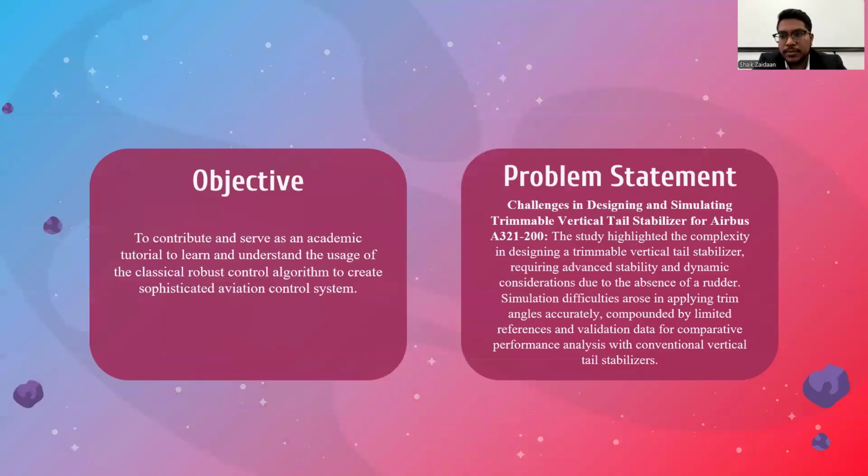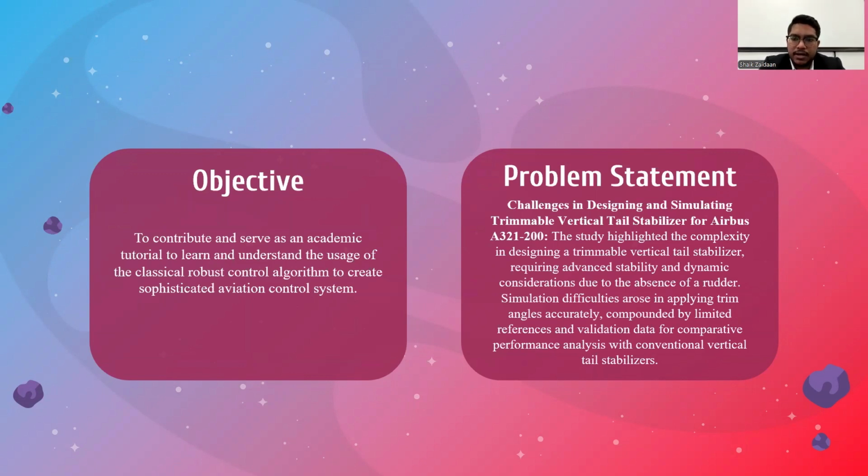The objective of our paper is to serve as an academic tutorial to learn and understand the usage of the classical robust control algorithm to create a sophisticated aviation control system. During our research, the problem statement and the challenges we faced were in designing and simulating a Trimmable Vertical Stabilizer (TVS) for an Airbus A321-200.